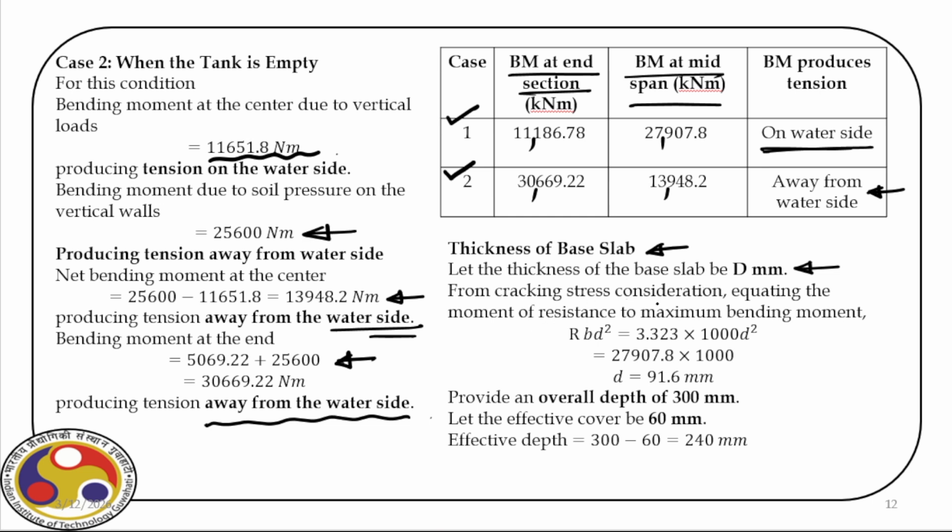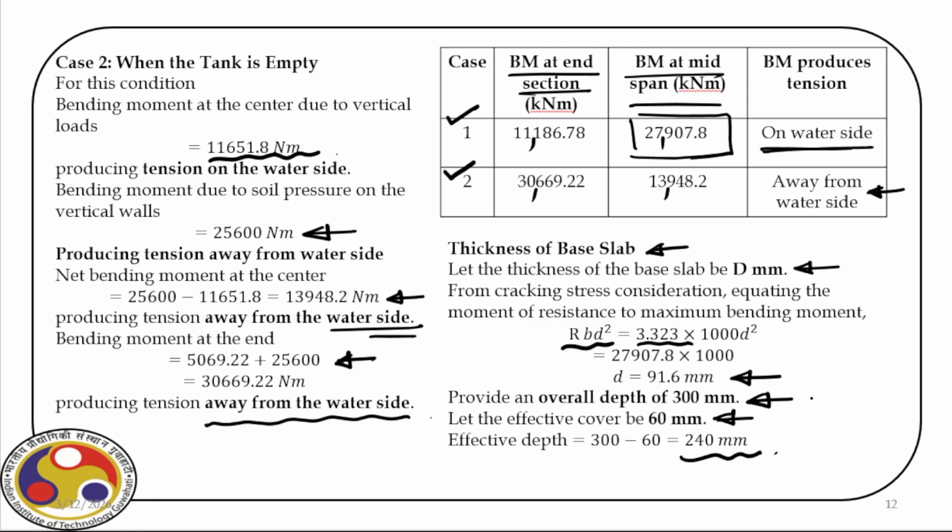Now from the cracking stress considerations, we have to equate this RBD square with the applied moment. You can see R is 3.323, B is 1000. So we have RBD square, which is equated to this value of the bending moment at the midspan corresponding to load case 1, and we have D is 91.6 millimeter. We have already provided a depth of 300 as base. So if we consider a bigger effective cover at the base, the effective depth is 240 millimeter.